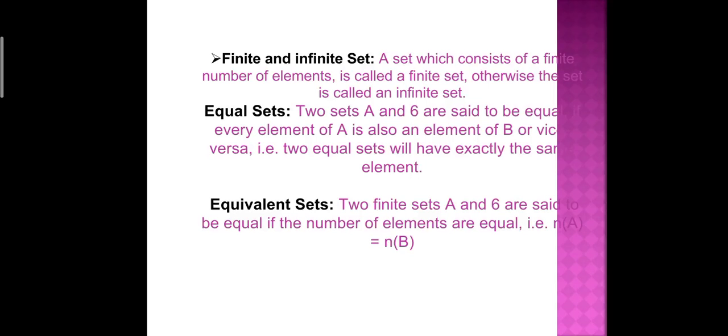Equal sets. Two sets A and B are said to be equal if every element of A is an element of B and vice versa. That is, two equal sets will have exactly the same elements. Equivalent sets. Two finite sets A and B are said to be equivalent if the number of elements in set A is equal to the number of elements in set B.